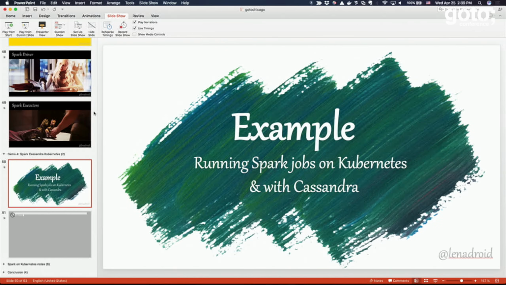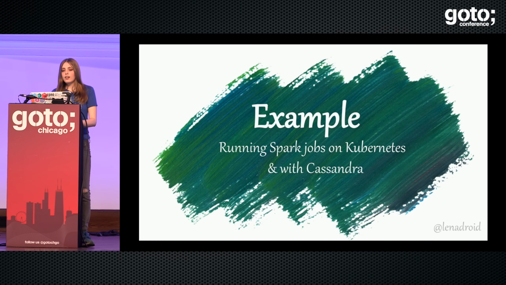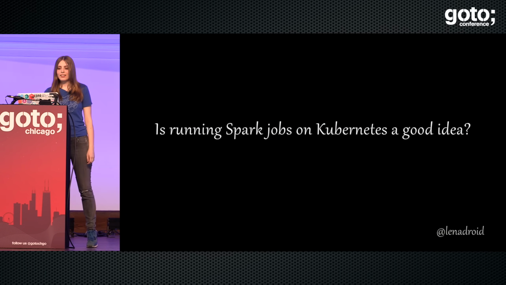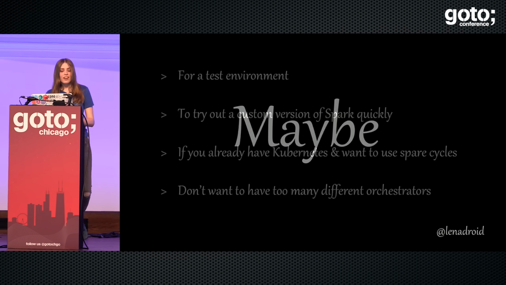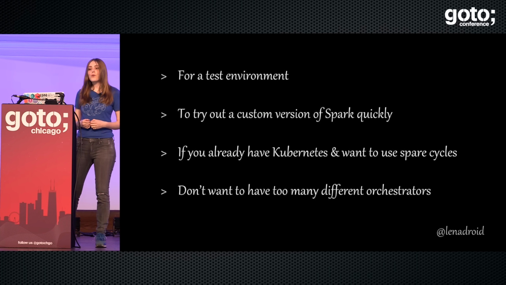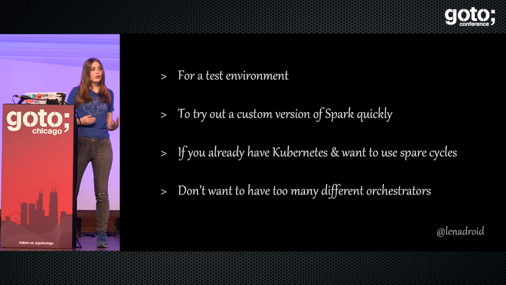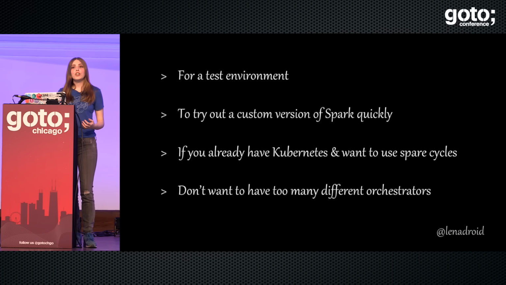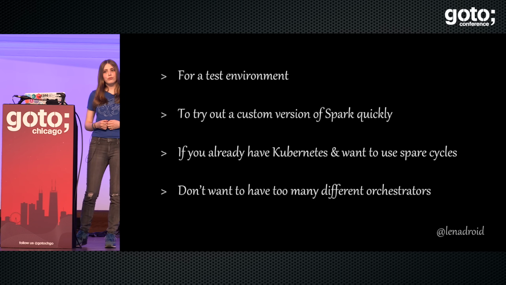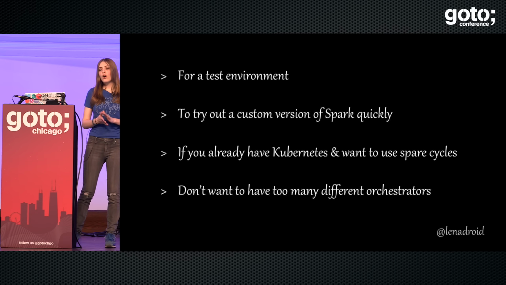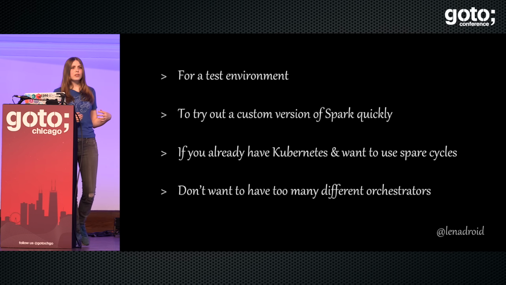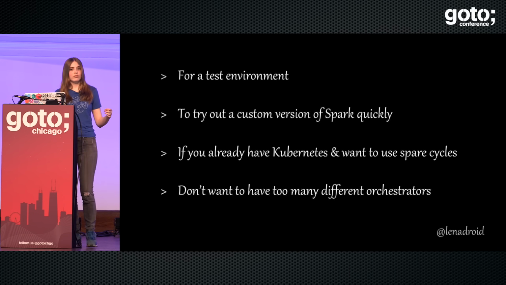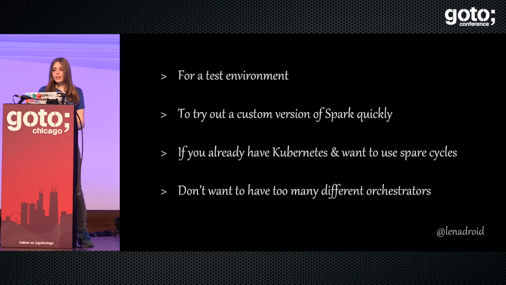So now let's go back to the slides. Is running Spark on Kubernetes a good idea? It may be a good idea. For example, for a test environment, or if you would like to try out a custom version of Spark really quickly, or if you already have a Kubernetes cluster and you have some spare cycles that you might want to use for running Spark jobs, or in the long term, if you don't really want to have too many orchestrators, if you already have Kubernetes and Spark runs well on Kubernetes, just use it on Kubernetes.